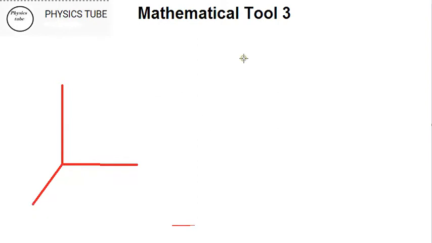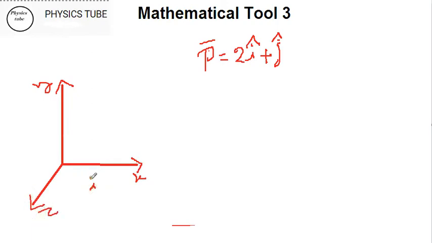And I will give you a problem now. Suppose I mention the vector p is having 2i plus 2j cap, meaning unit vector. I will start with a simple one, and I ask you to represent this in the coordinate system. So this is my y, conventionally this is my x, and this is my z. So i is in this direction, j is in this direction, and k is in this direction.